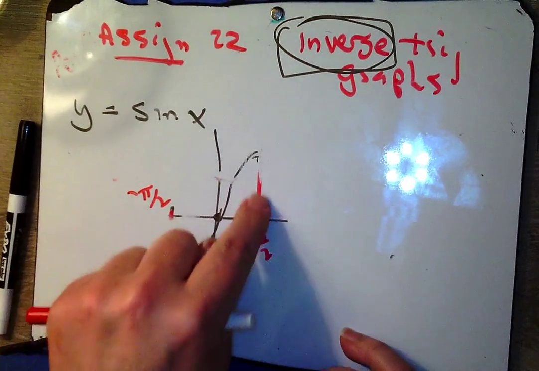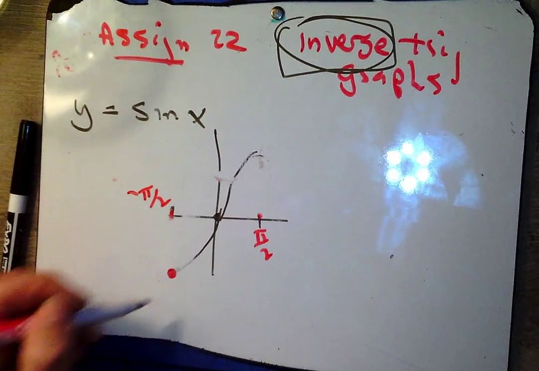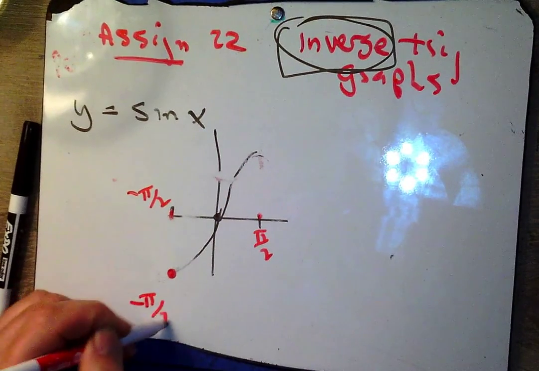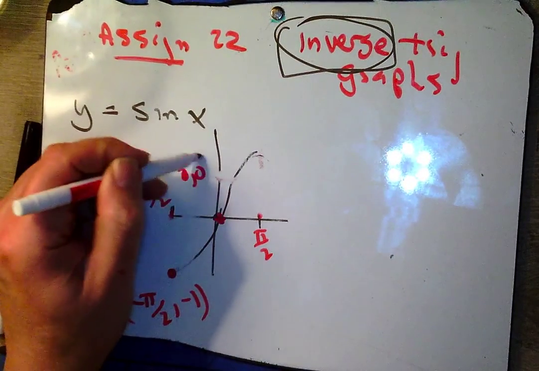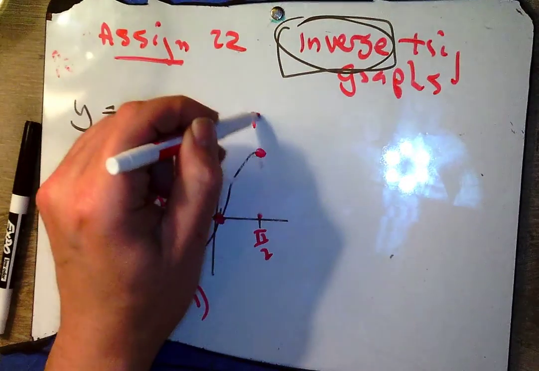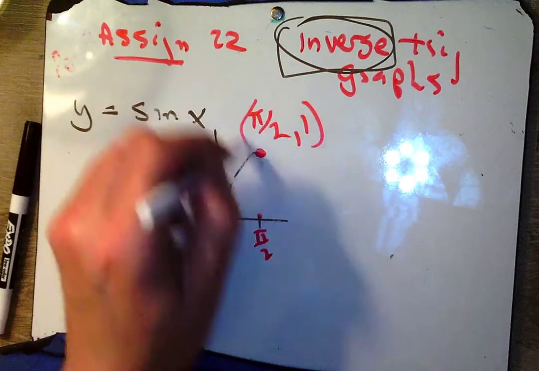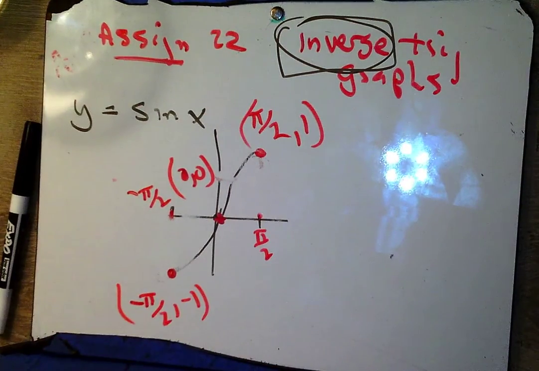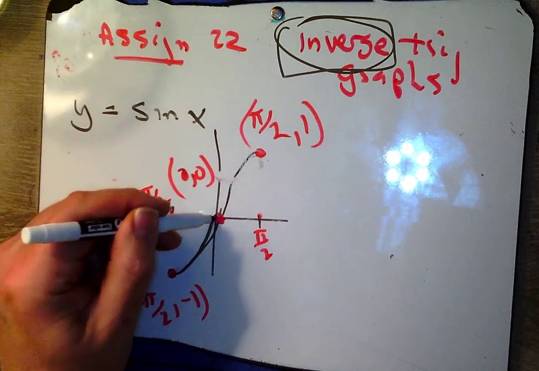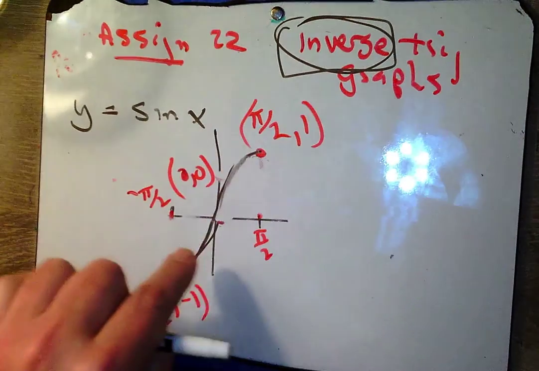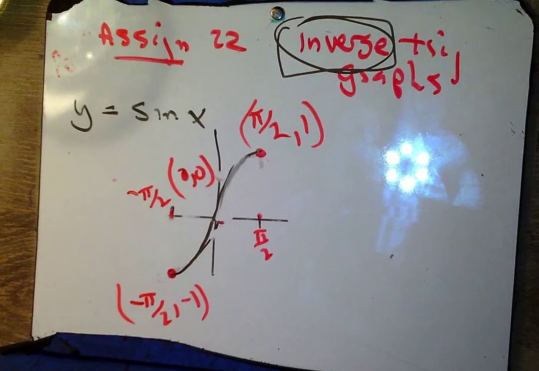Okay, well, let's see what we know. If we're only working with this, this would be negative pi over 2, negative 1. This will be 0, 0. And this will be pi over 2, 1. Oh, I feel like we've got a reference graph going on here. Okay, so we've got this reference graph now. This is our sine reference graph for inverse sine.